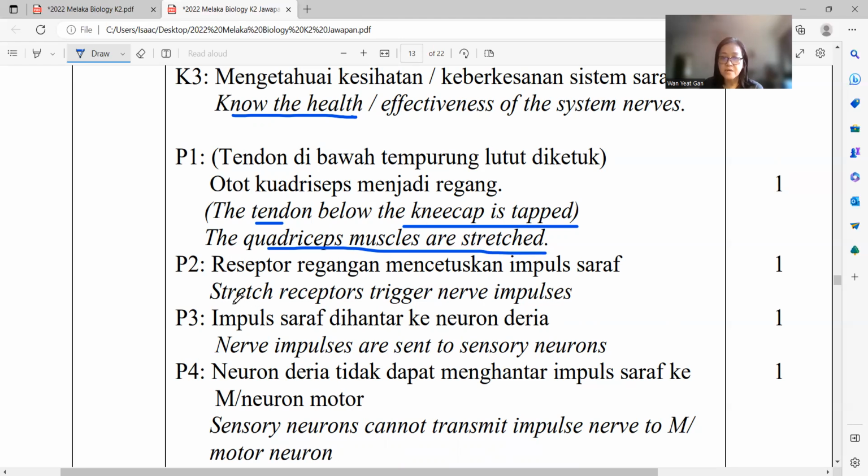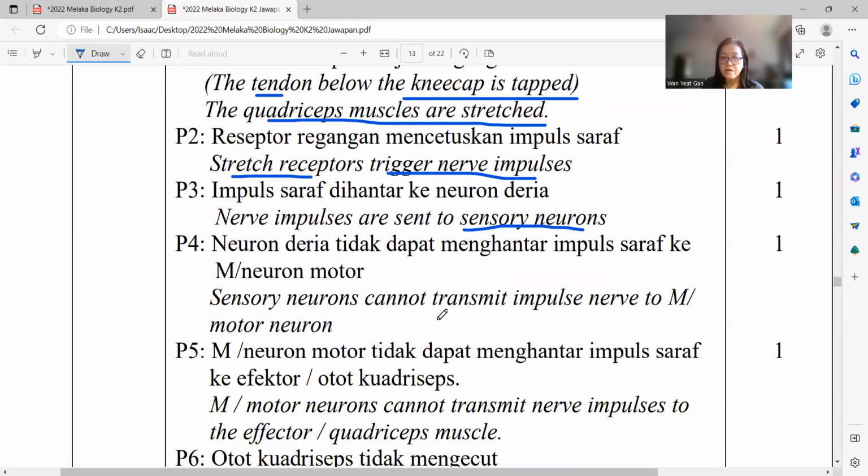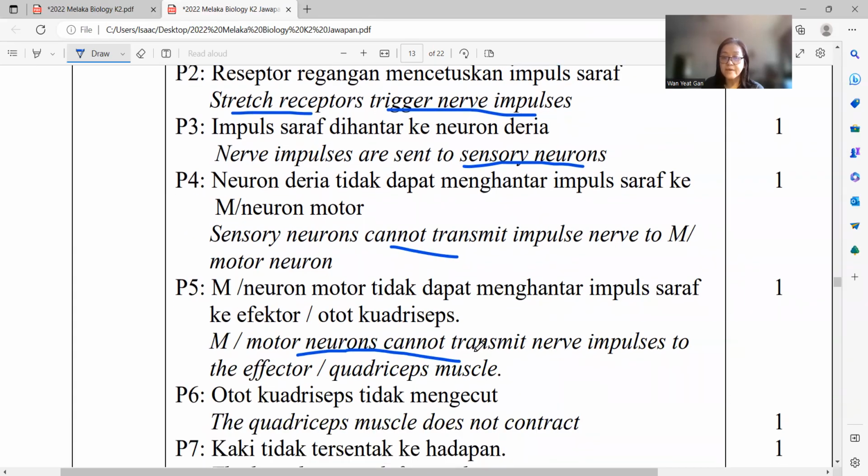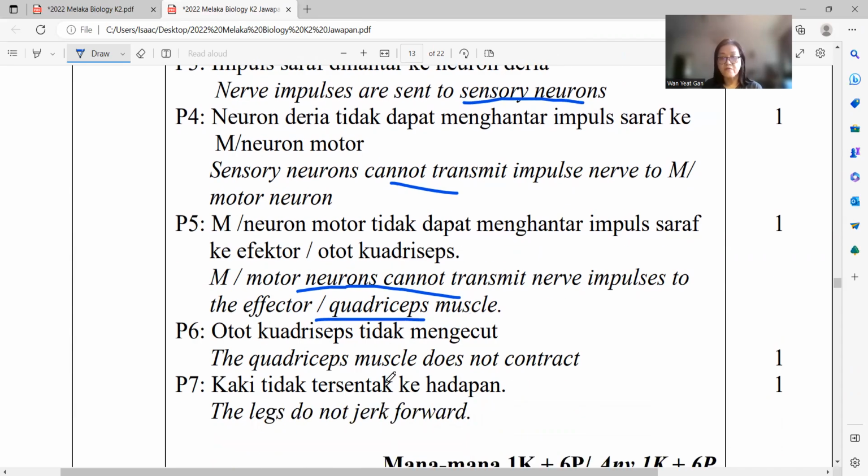The stretched receptor will trigger a nerve impulse, which will be sent to the sensory neuron, and then sent to the motor neuron. Now, if the sensory neuron cannot transmit this impulse to the motor neuron, then the motor neuron will not be able to transmit this nerve impulse to the effector, which is the quadriceps muscle. So the quadriceps muscle does not contract and the knee does not jerk forward.